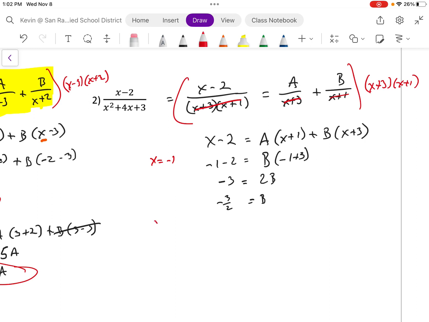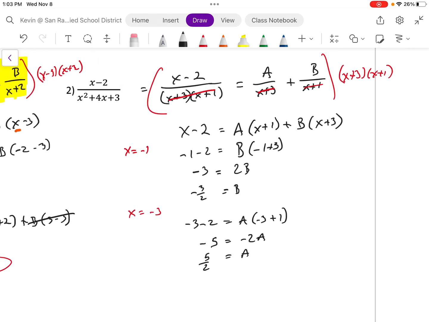All right, so yeah, we have a fraction there, but that's all right. Now I'm going to come in and solve for a. x equals negative 3. So I have negative 3 minus 2 equals a times (negative 3 plus 1). And we know that negative 3 plus 3 is 0, so the b is canceled out. This leaves me with negative 5 equals negative 2a. Therefore, a equals 5 halves. Oh, great. We have fractions all over the place.